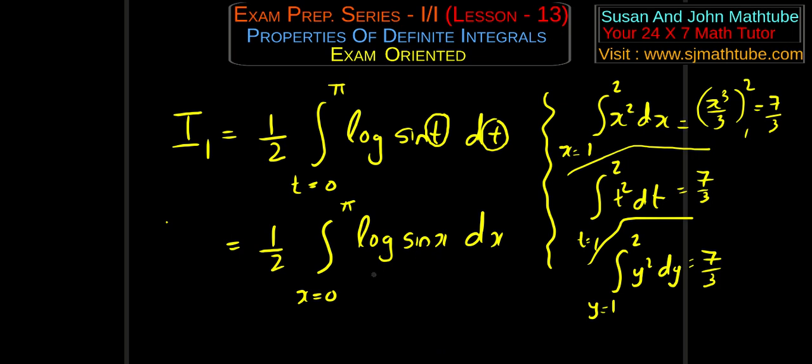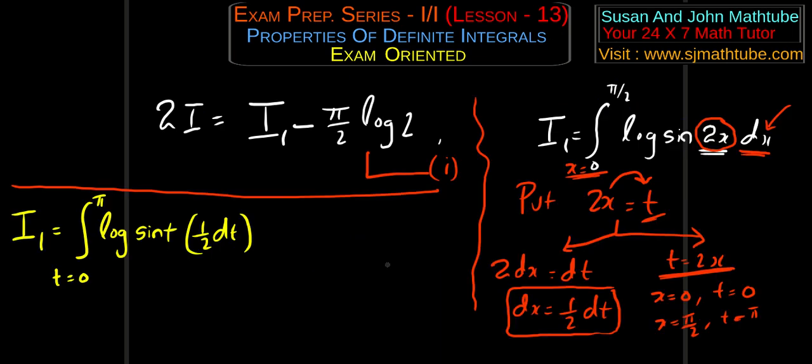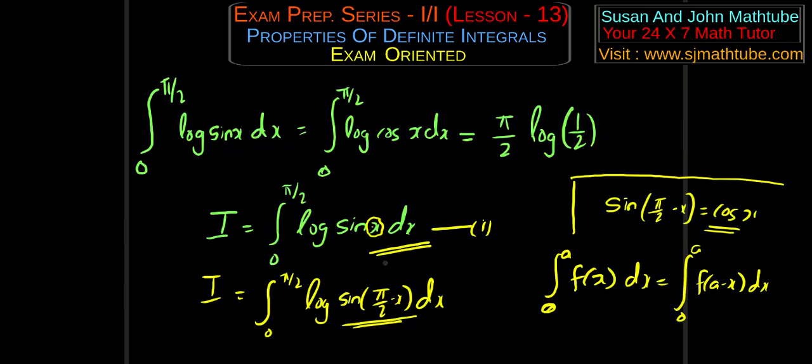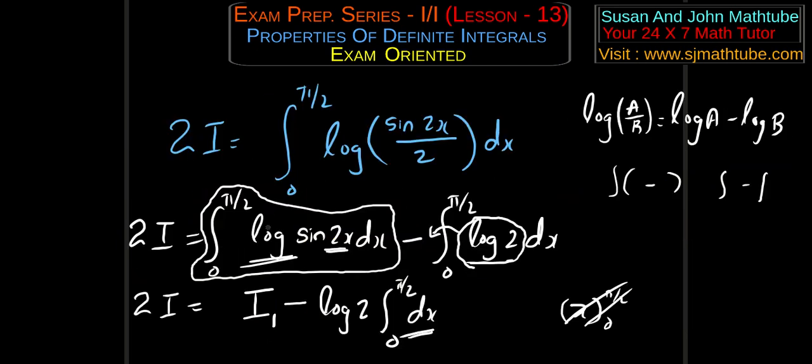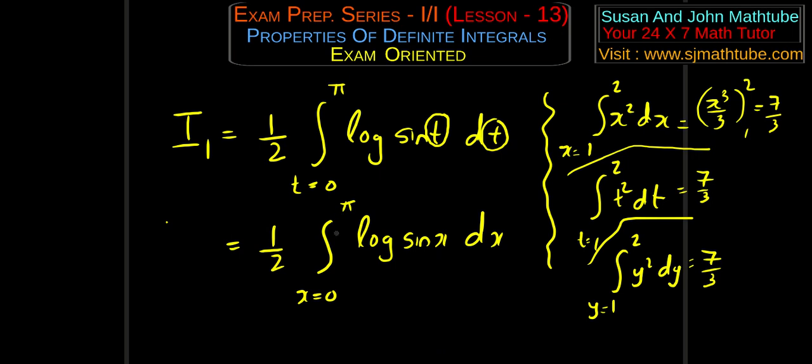Okay, now this looks like our question. I think you still remember the question. I'll show you that question once more. 0 to pi by 2, see, this is our I: 0 to pi by 2 log sin x. The limit is pi by 2. But what did we get here? Oh, pi. But we have a property.